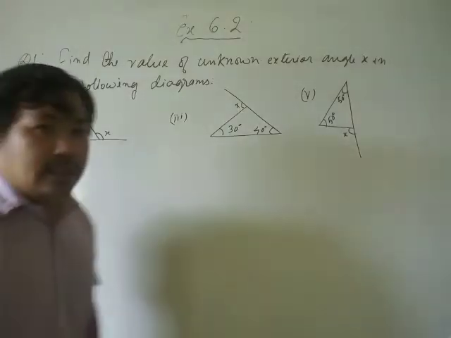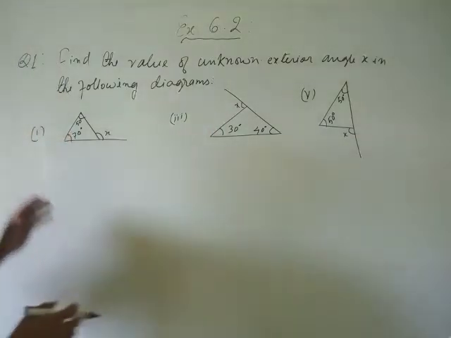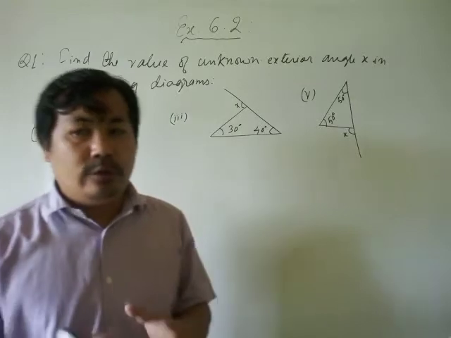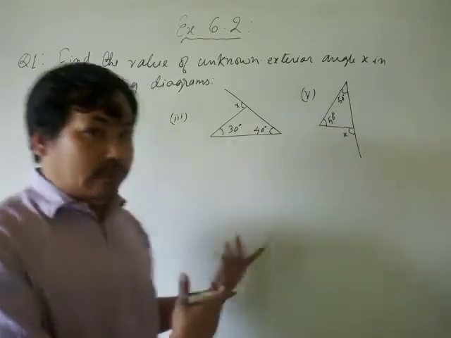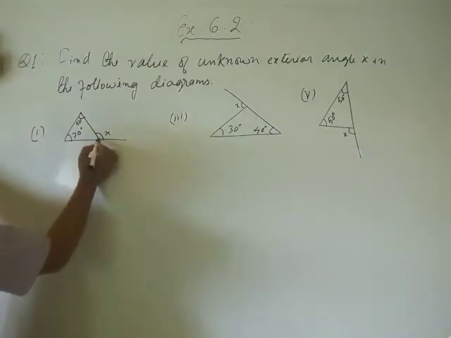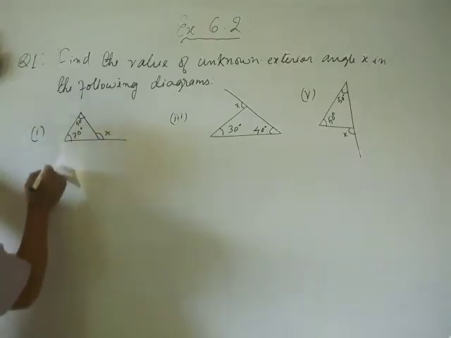So now, hello students. Now we have question number 1 here of exercise 6.2. In this question number 1, we have Roman numerals there. So out of these, only 3 I'm showing you, the rest is yours. 6 are there, so 3 are for you, 3 I'm showing you. Look here, my dear friend. Here in this diagram, you can see the exterior angle x, and the other opposite interior angles are 70 and 50. So what do we have to do in the solution?